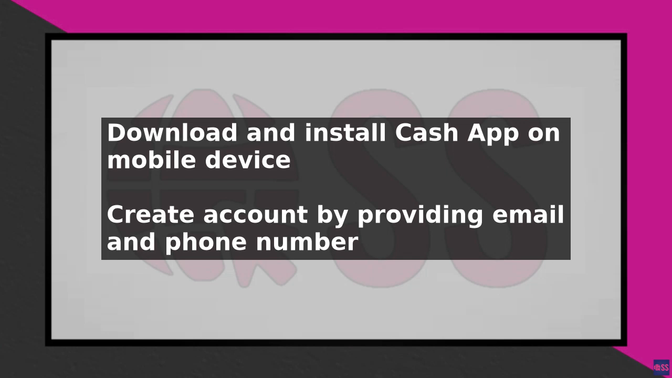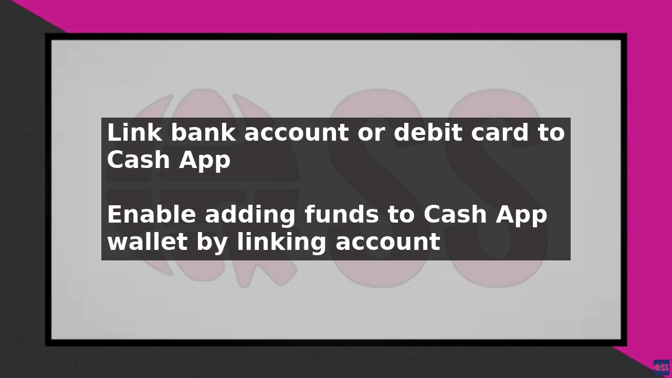After verification, link your bank account or debit card to your Cash App account. This will enable you to add funds to your Cash App wallet. To link your bank account, go to the Cash App home screen, tap the profile icon, and select Linked Banks. Follow the prompts to link your bank account.